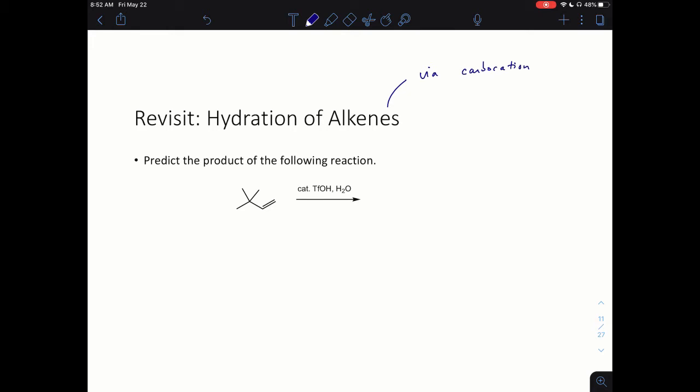We see triflic acid, it's a strong acid. As soon as it's put in water, it will generate hydronium ion. Hydronium ion will protonate the alkene. So the first step here is a proton transfer, but since it's happening to a pi bond, we call it an electrophile addition step.